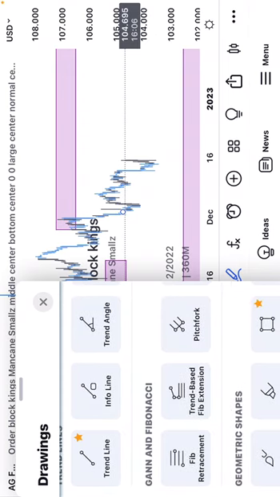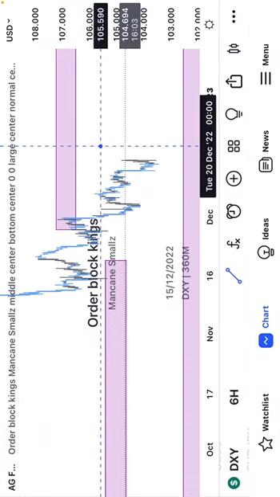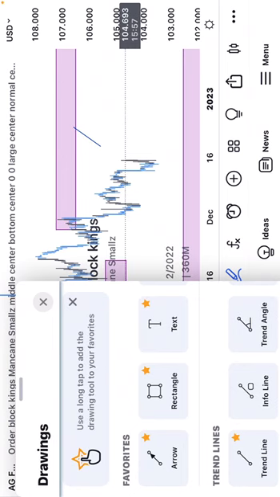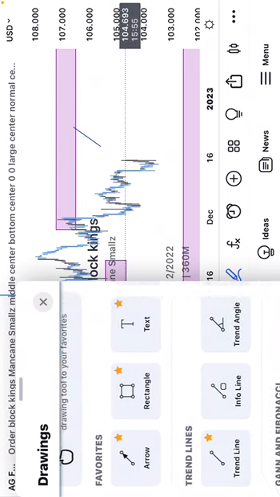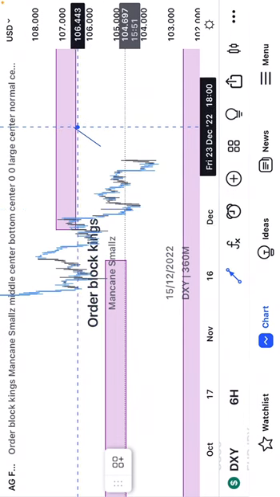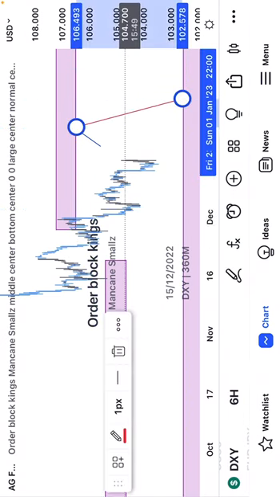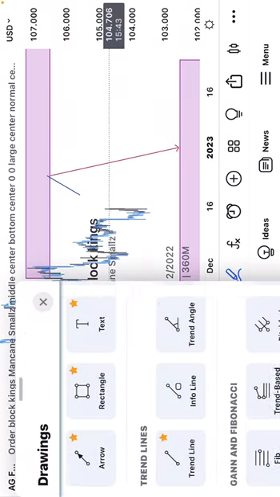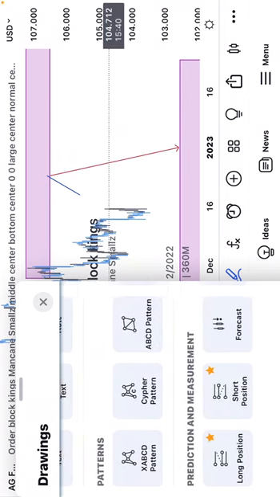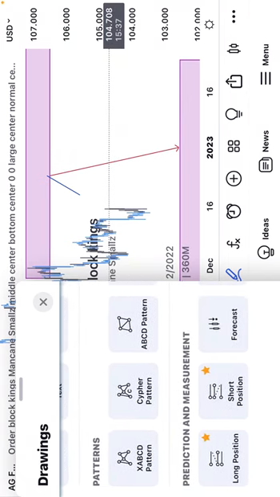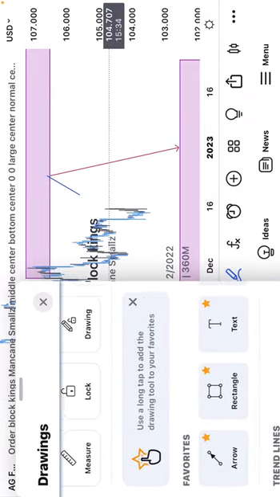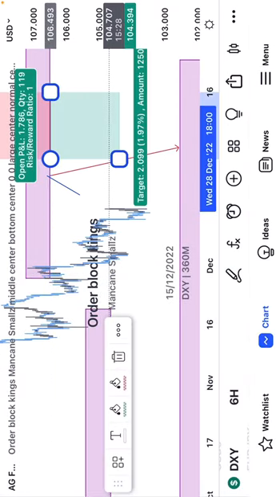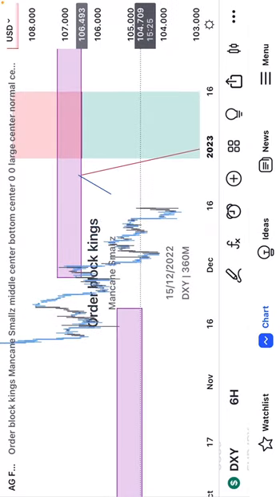So I'm expecting dollar index to do this, and then this, and then to the demand here, and then that's where I'm going to look for buying opportunities. But as for now, I'm only looking for selling opportunities on this dollar index.